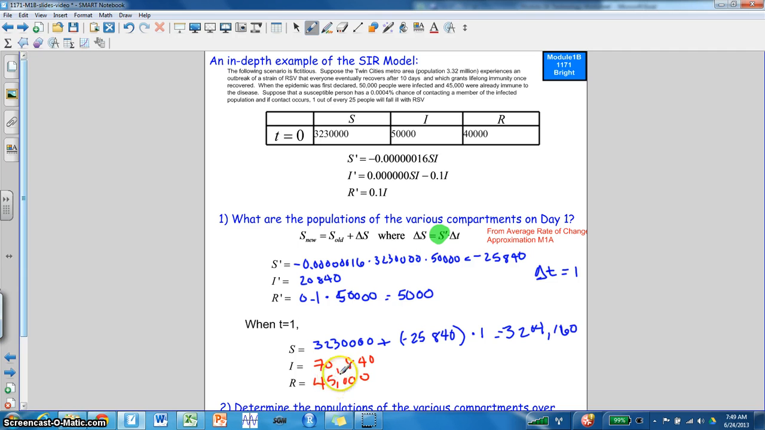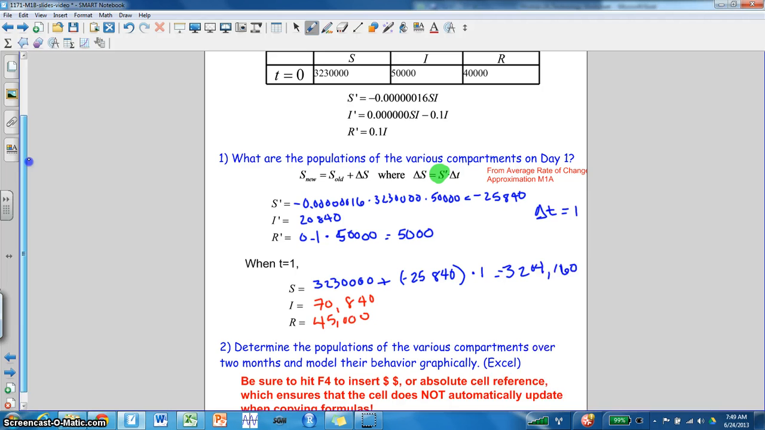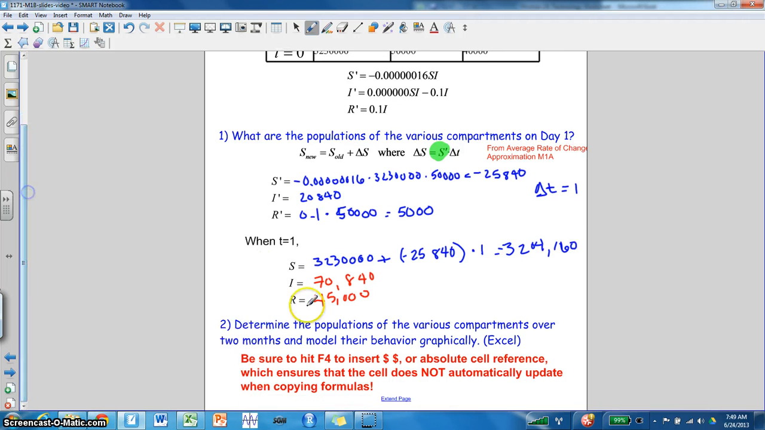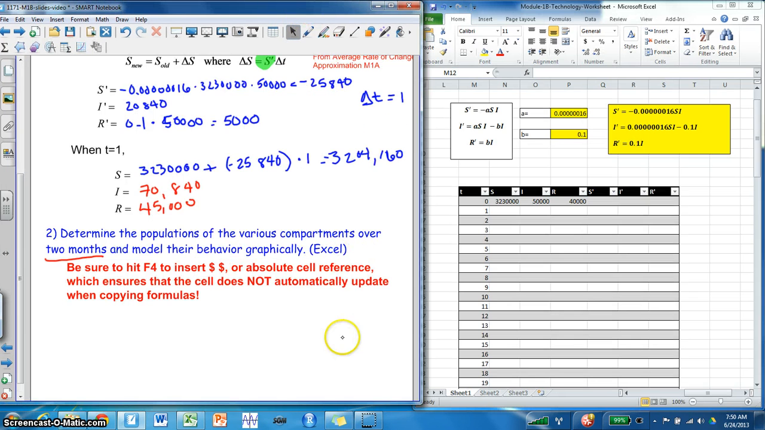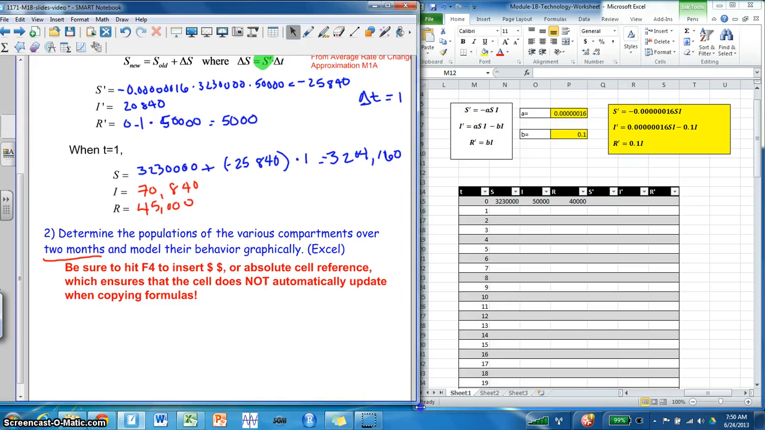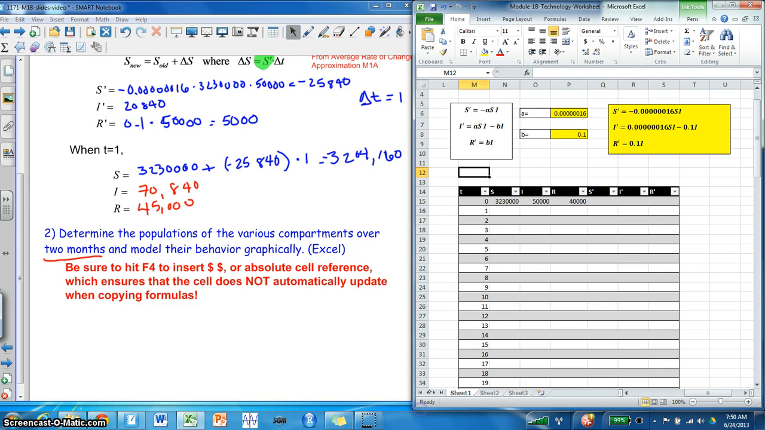Okay. So that's doing all the calculations by hand, and the next part actually says to determine the population over 2 months. Certainly we don't want to do this all by hand, and we're going to actually use Excel to do this. So I'm going to minimize this window, or at least adjust it a little bit. Okay, so here in Excel, you'll notice that this is from the worksheet.